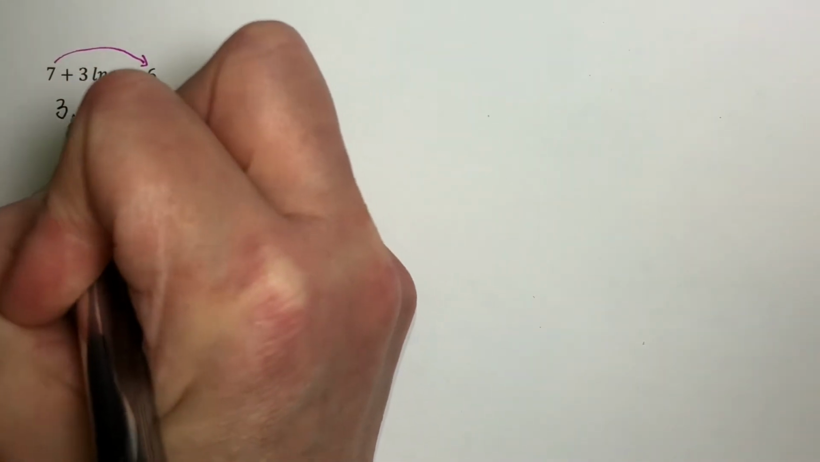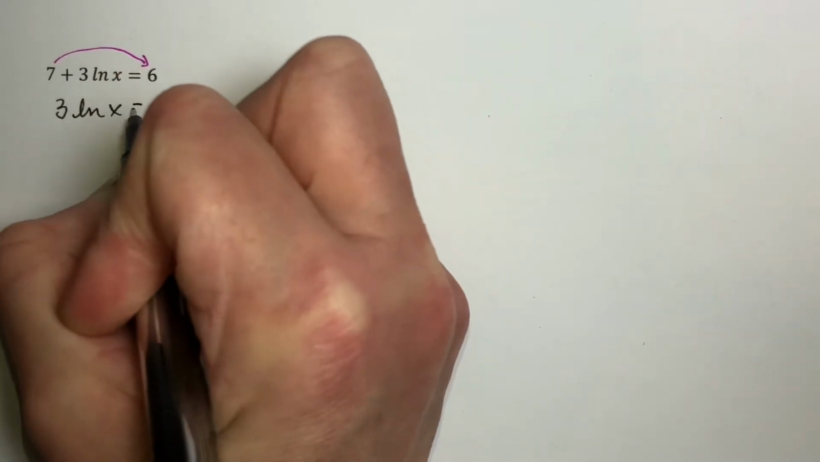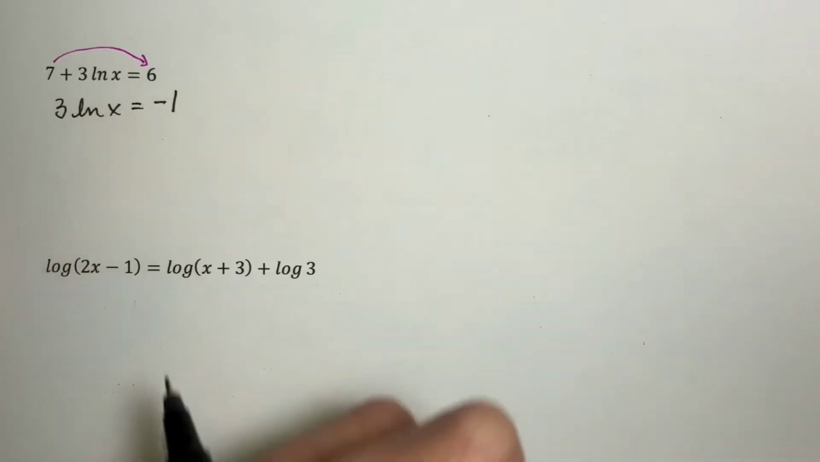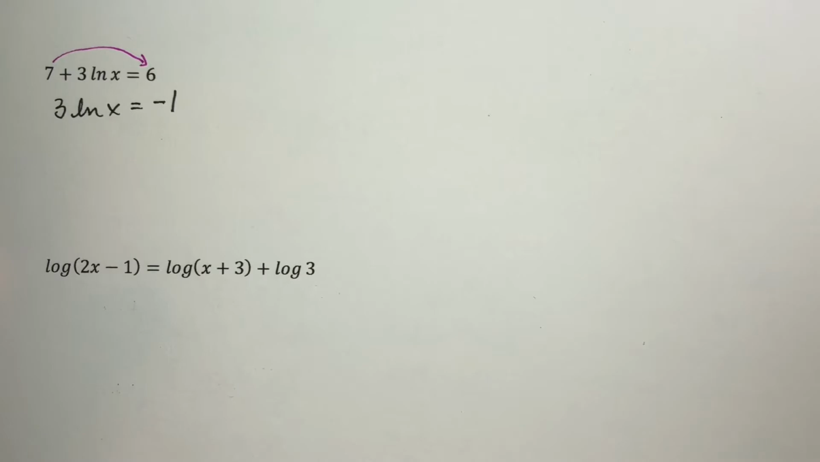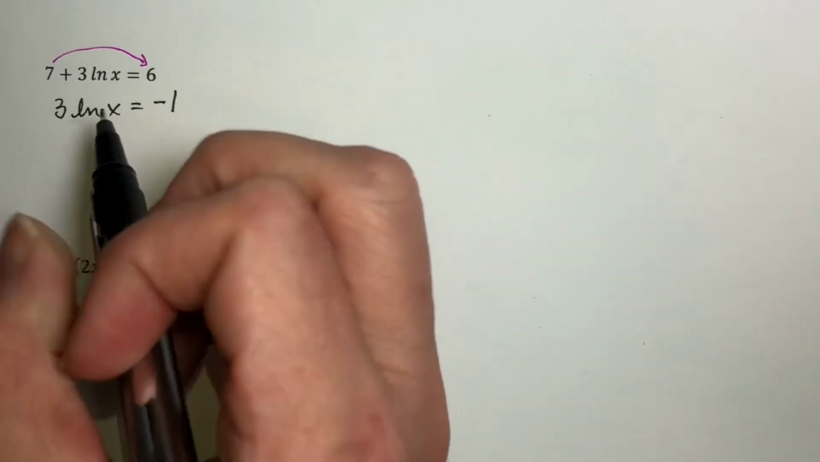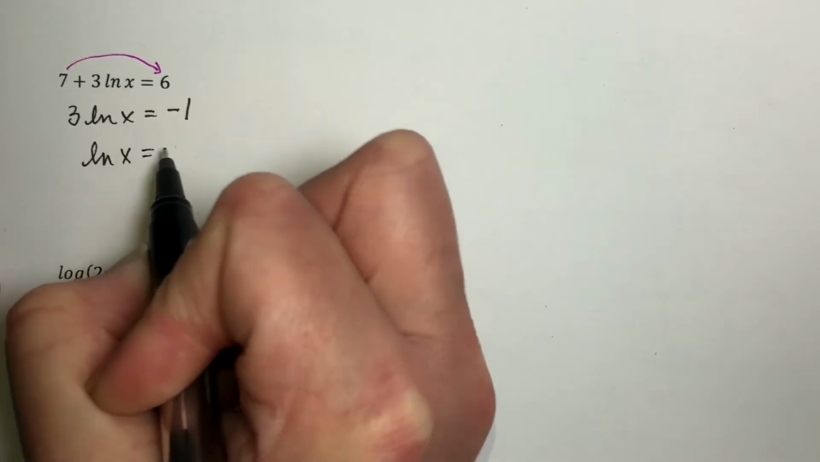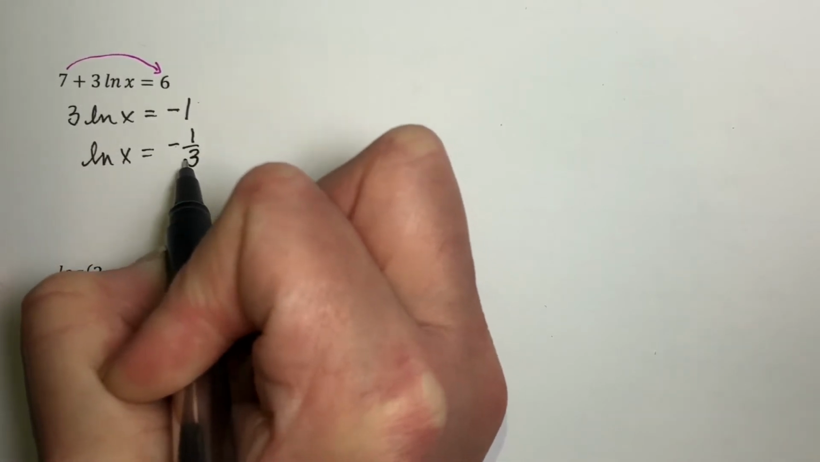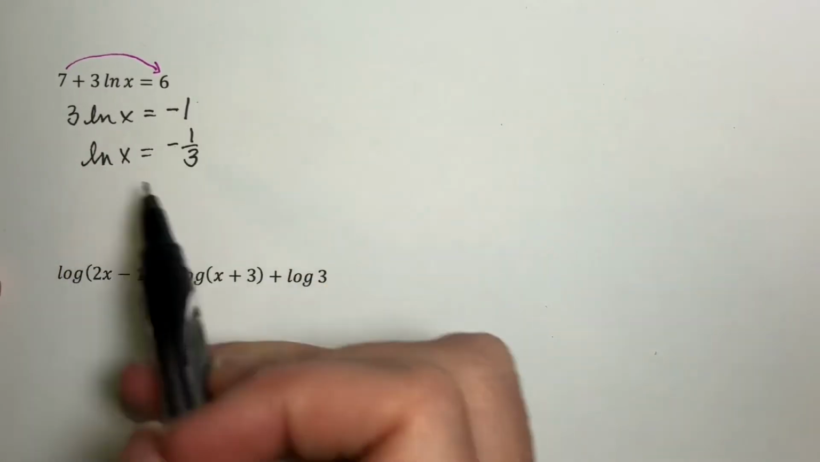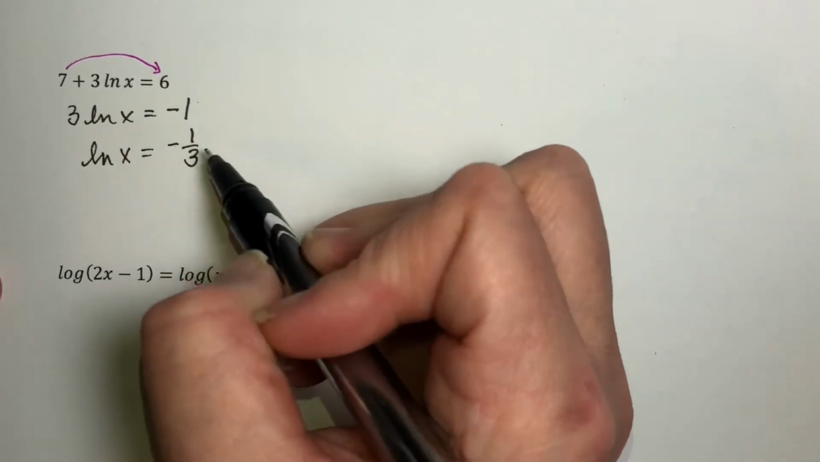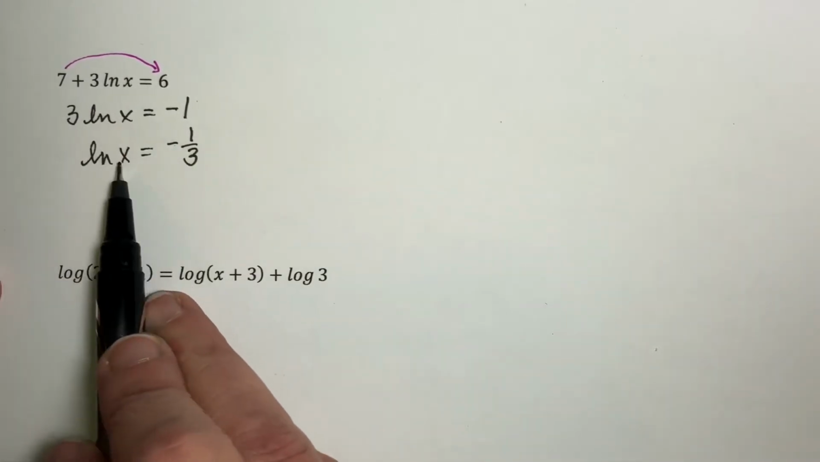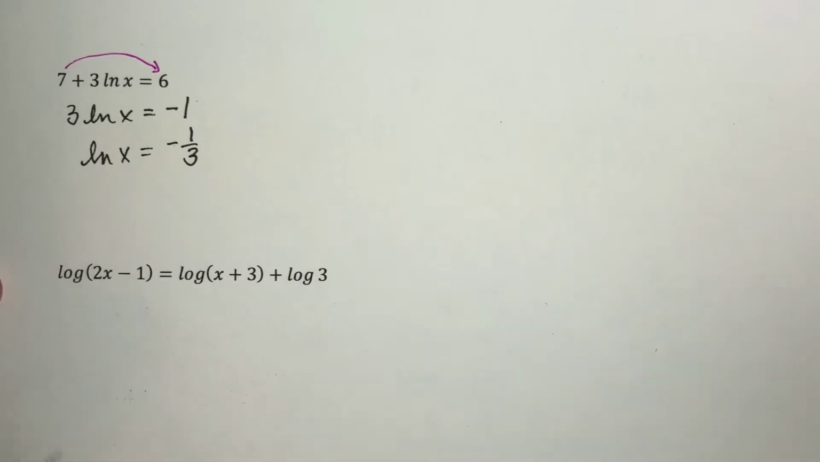And that gives me 3 natural log of x is equal to -1. Now I'm going to divide both sides by 3. So I end up with natural log of x is equal to -1/3. Now don't freak out because I have a negative number here. It's only the argument of a natural log that cannot be a negative number.